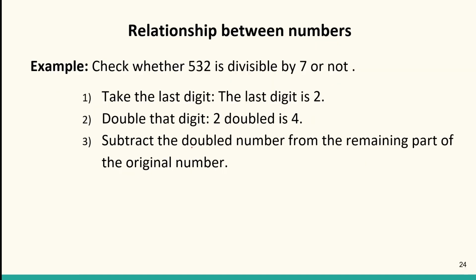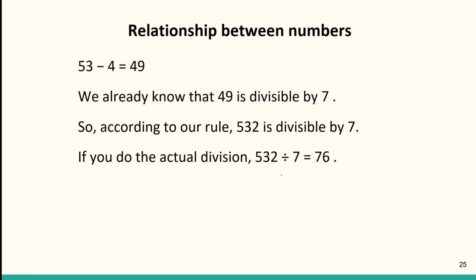So let's see an example. Checking whether 532 is divisible by 7 or not. Take the last digit, that is 2 here, double it, that is 4, then subtract it from the remaining part. So 53 minus 4, that is what we have got, 49, and this is divisible by 7. So we can say that this is divisible by 7, and the quotient is 76.